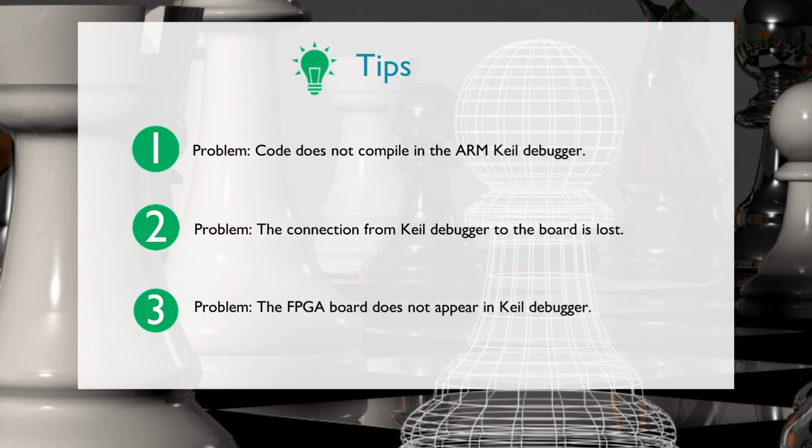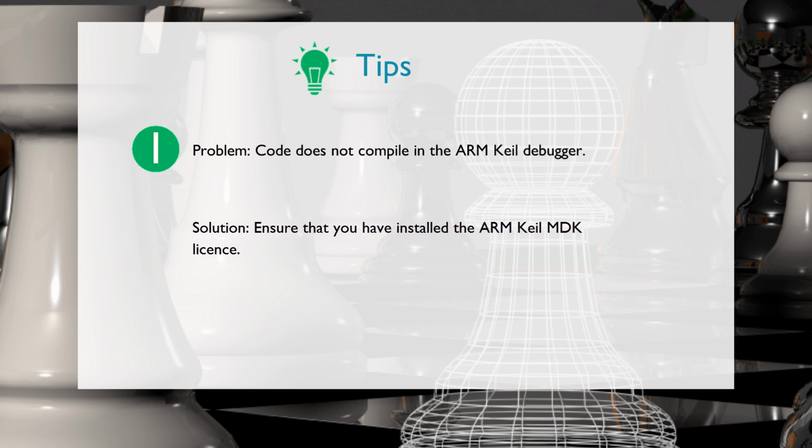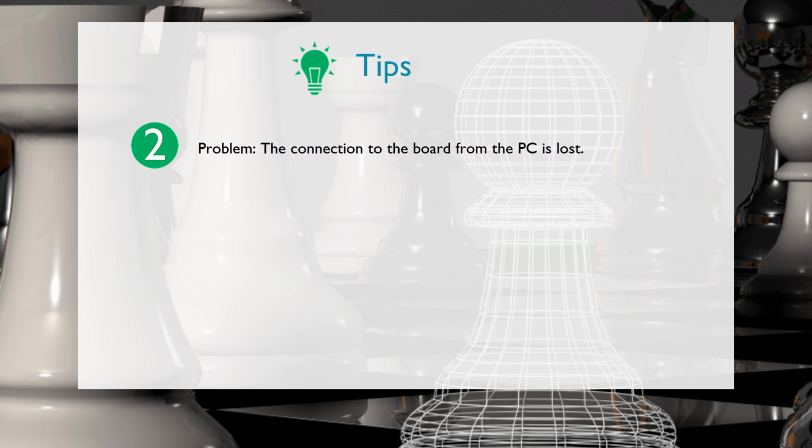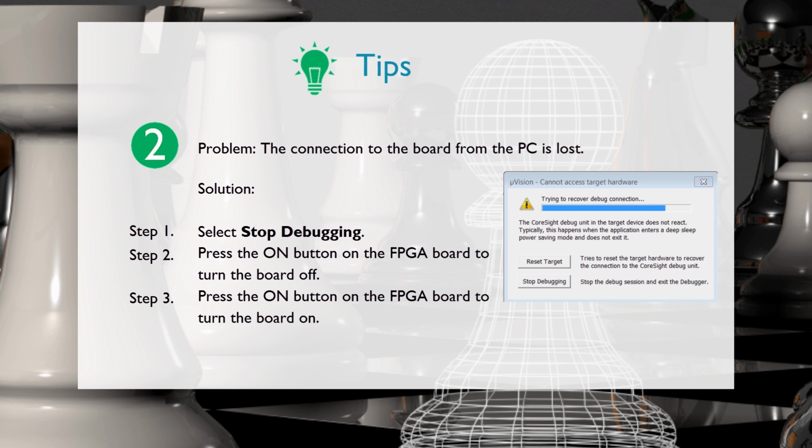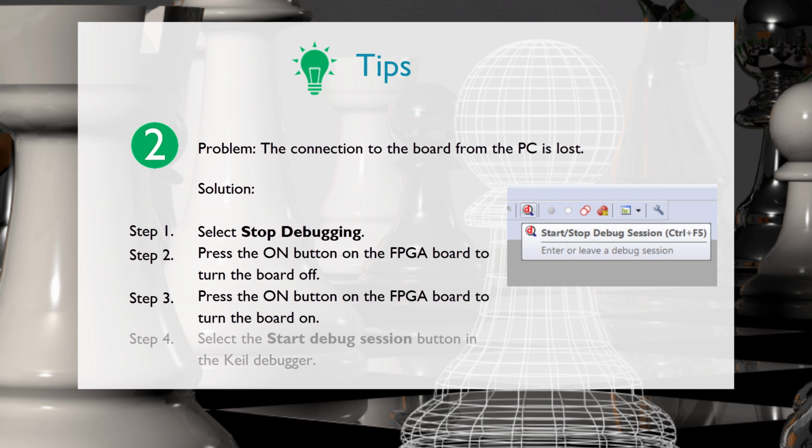Here are some tips to help you troubleshoot three of the common issues you may face when doing these tasks yourself. First, and as we've already seen, you must ensure that you have correctly licensed the ARM Keil MDK. You'll not be able to use the debugger to compile code unless you've done this. Second, if the connection to the board from the PC is lost while the debugger is running, such as the USB cable becoming disconnected from the PC, you'll see this warning. To resolve this, select Stop Debugging, then power cycle the board by pushing the On button twice, then select the Start Debug Session button to start a new session.